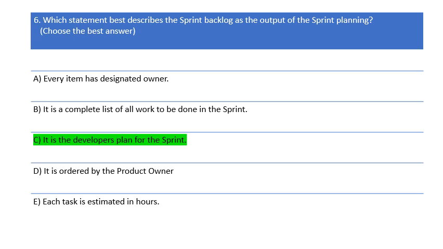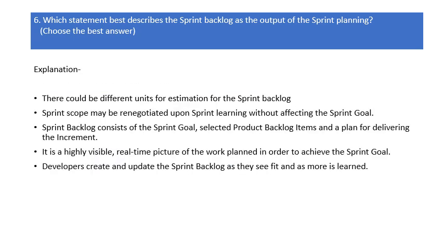There could be different units for estimation for the sprint backlog. Sprint scope may be renegotiated upon sprint learning without affecting the sprint goal. Sprint backlog consists of the sprint goal, selected product backlog items and a plan for delivering the increment. It is a highly visible, real-time picture of the work planned in order to achieve the sprint goal. Developers create and update the sprint backlog as they see fit and as more is learned.